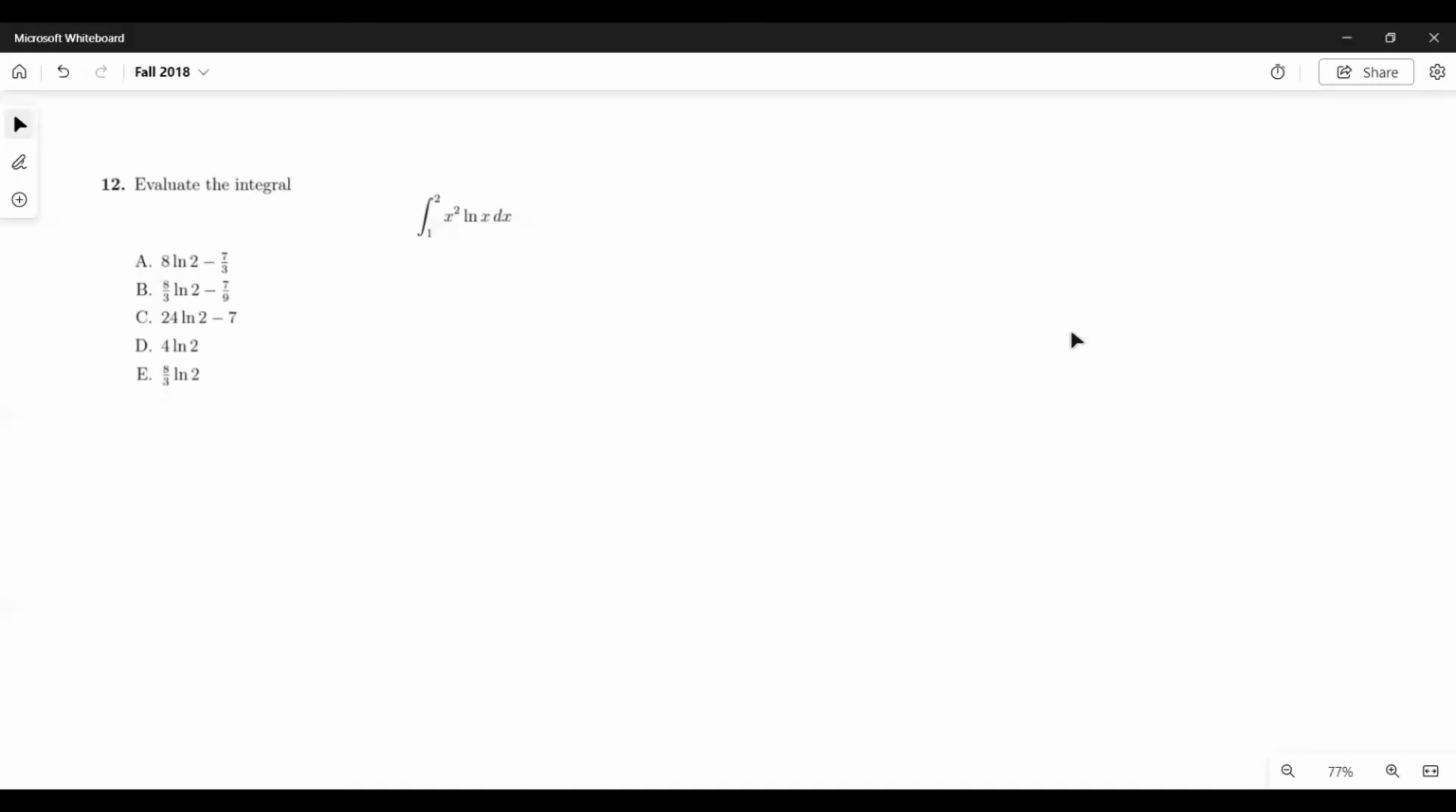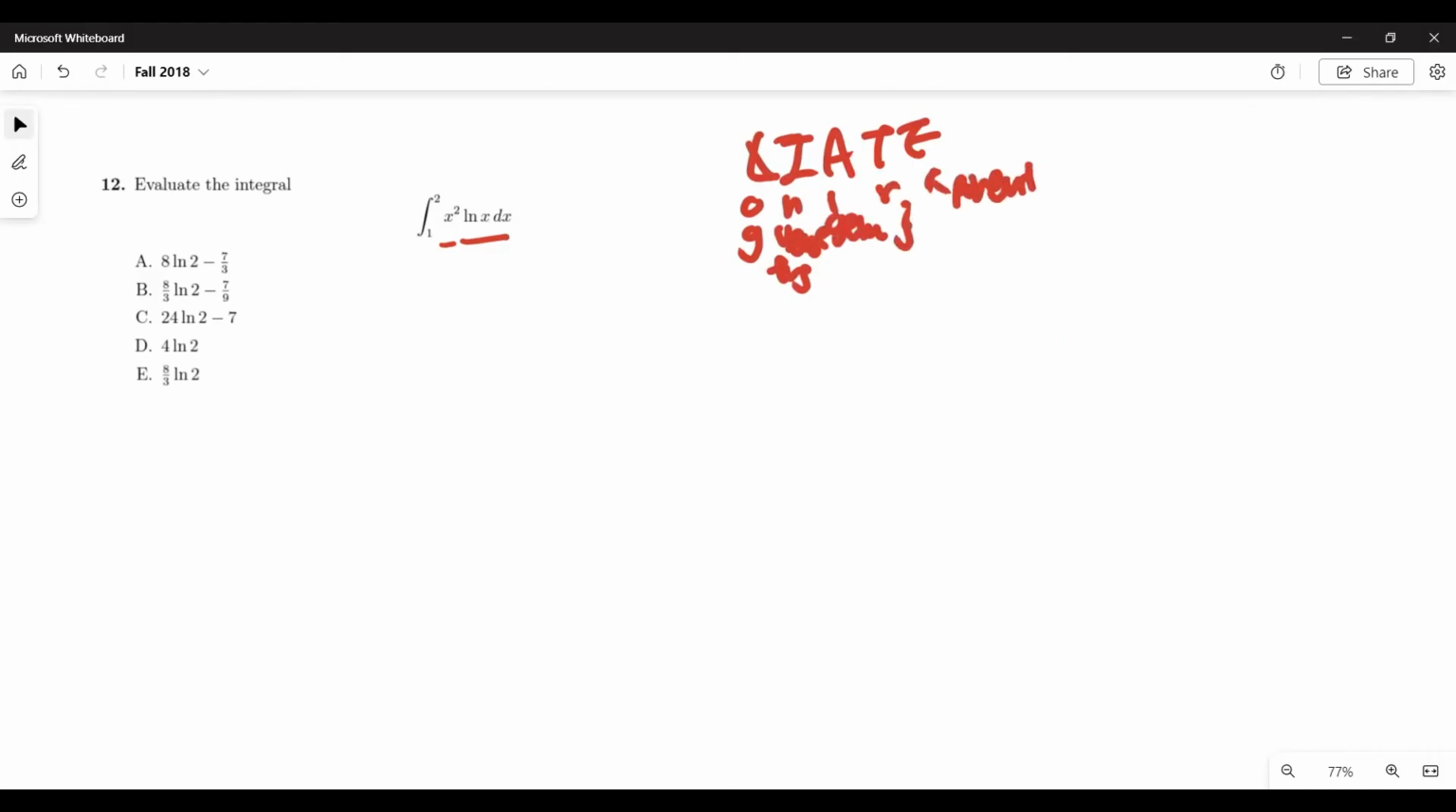So this question has us evaluate the integral, and we see x squared and ln x. So we are supposed to use integration by parts. Use the LIATE order: logarithmic, inverse trig, algebraic, trig, exponential. Sorry, my handwriting is bad. So you choose u based on the LIATE order, and then we see logarithmic, ln x. So u becomes ln x, and du is 1 over x dx.